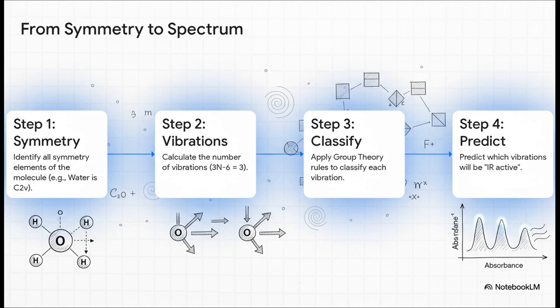So here's the game plan. Step 1. We identify all the symmetry elements of our water molecule, its rotation axis, its mirror planes, the whole deal. Step 2. We already know it has 3 possible vibrations. The final, crucial step is to use the rules of group theory to predict which of those 3 dances will actually be IR active. In other words, which ones are going to show up on our graph.